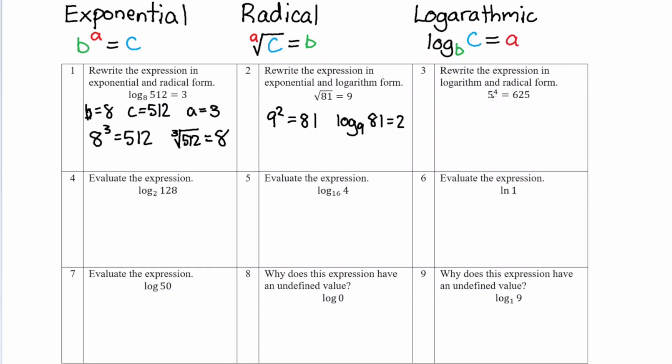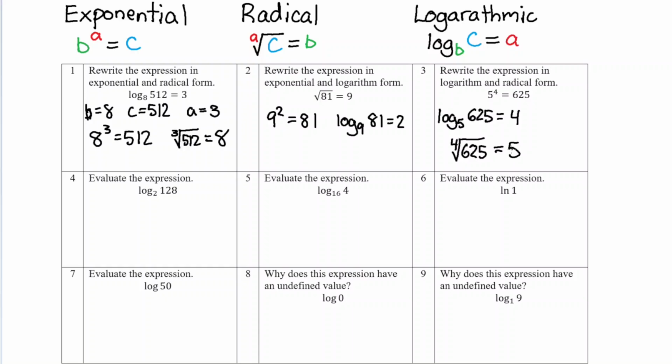Number 3, we know the base is 5. We know the exponent is 4, and we know the result of that is 625. So logarithmic form uses the same base, of course, and switches the exponent and the result. I need 4 5s multiplied together to get 625. Easy. And radical form, of course, we're going to take that exponent. I know I have 4 of something, I am multiplying them together to get 625. That something is, of course, 5. Okay, cool. So that's that.